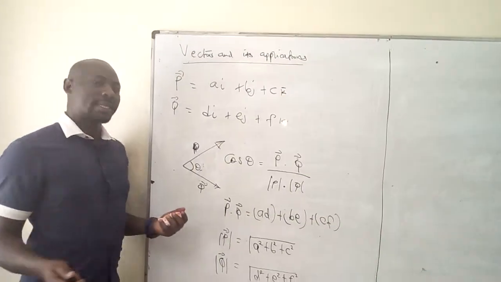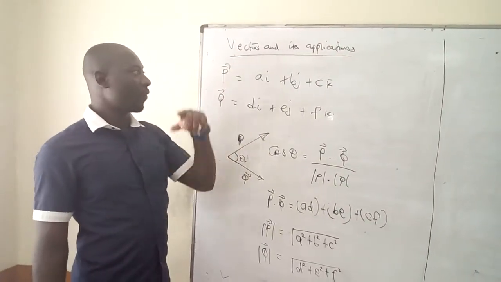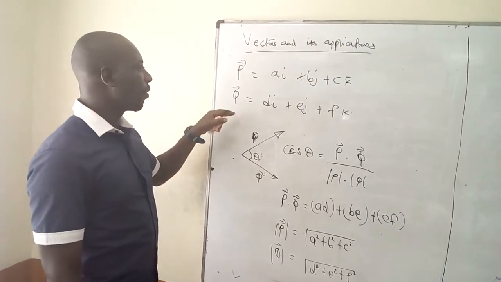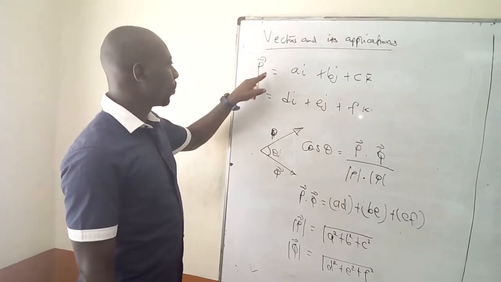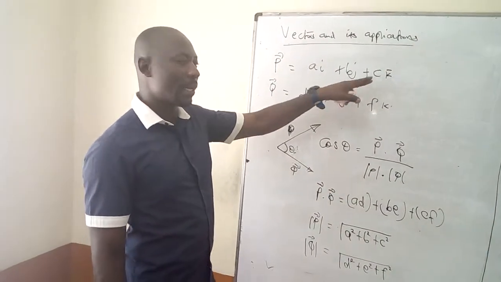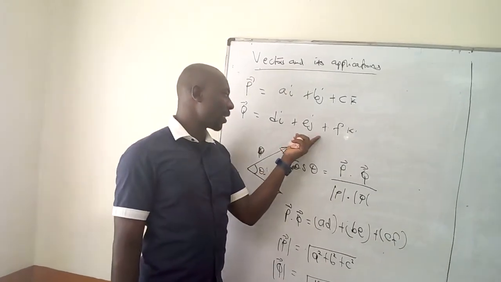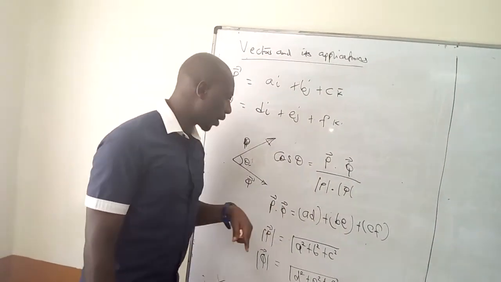So welcome to class. Today we shall deal with vectors. So let's have two arbitrary vectors, vector P and Q, where P is given as P is equal to Ai plus Bj plus Ck. And the vector Q is given as Di plus Ej plus Fk.